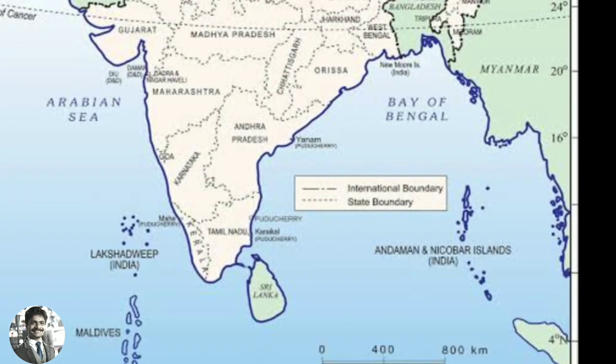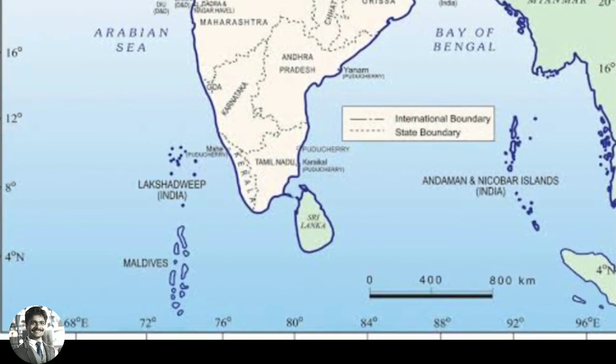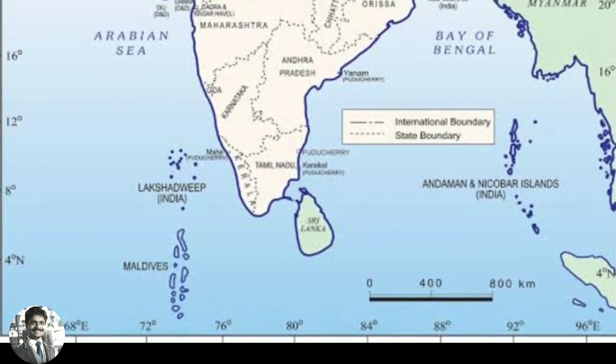As we come down towards the south, we will be able to see there are countries like Sri Lanka and the Lakshadweep islands. Lakshadweep are the islands of India, and below Lakshadweep there are the Maldives. The Maldives are a group of islands which is a country, a nation that is a neighbor to India. So the Maldives and Sri Lanka are the neighbors to India.